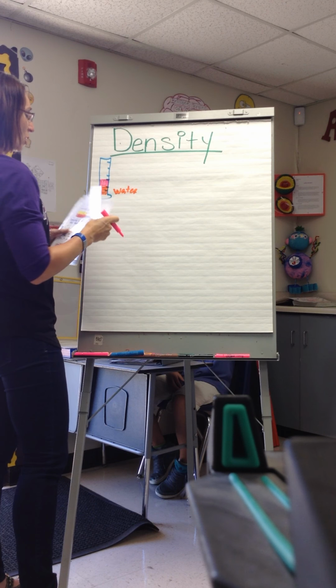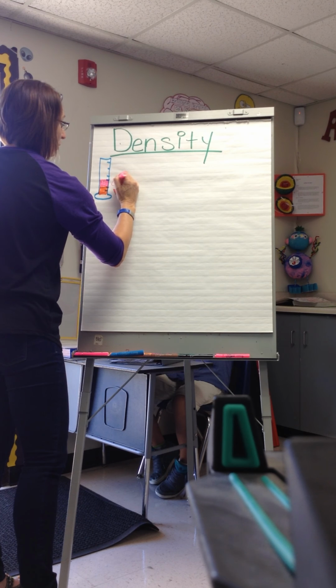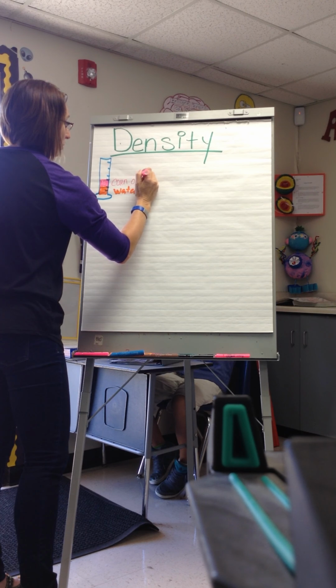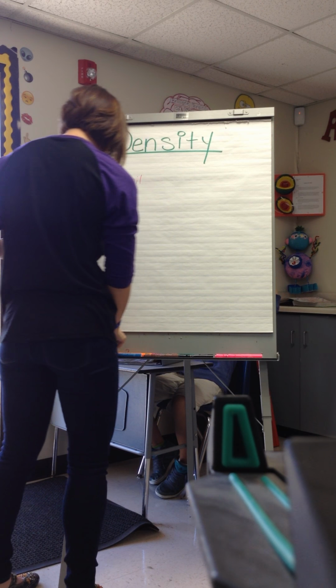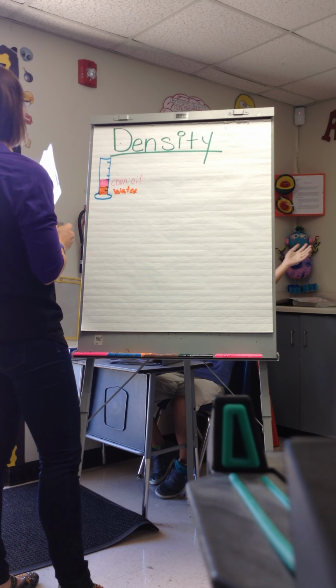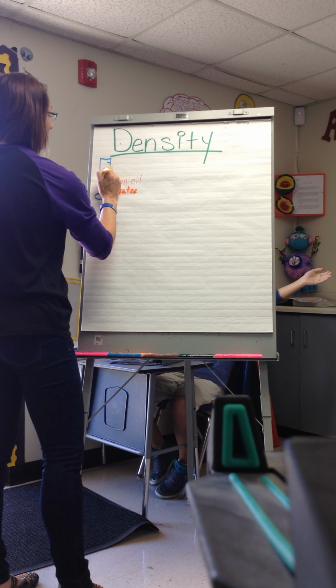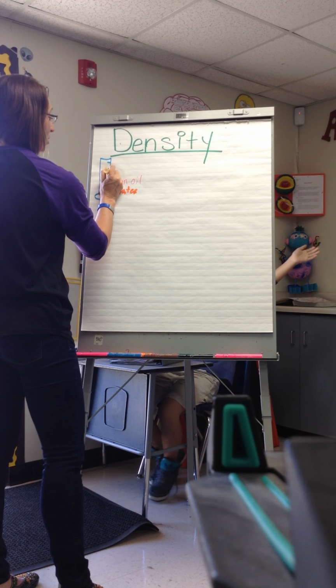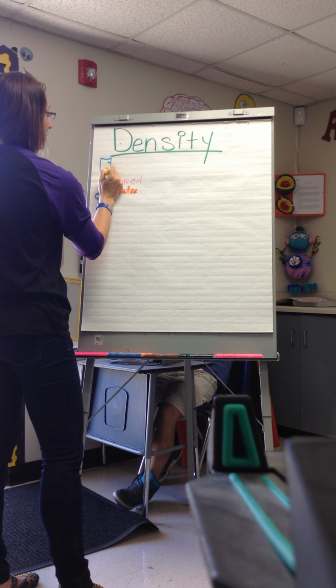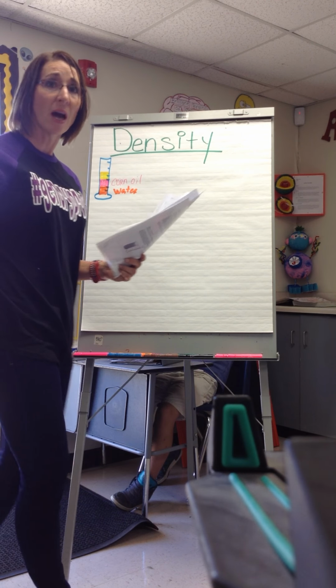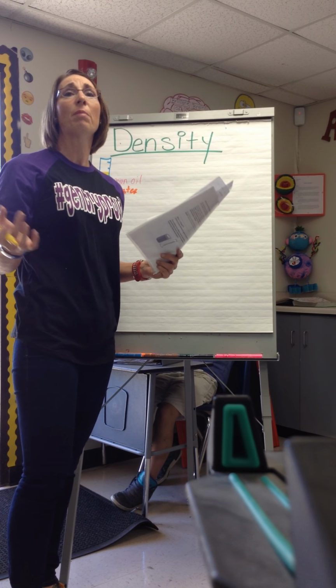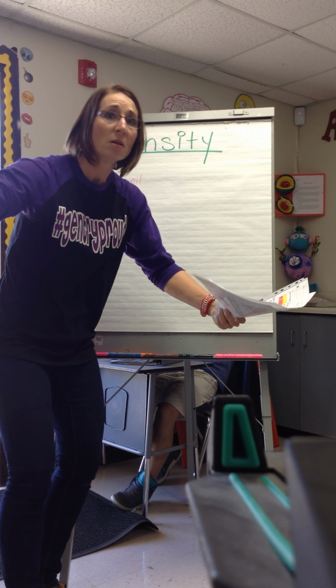This one we're going to call corn oil. And then we're going to go up one more. I'm just going to pick yellow and we're going to call it rubbing alcohol. Remember when I did the activity with rubbing alcohol? And the rubbing alcohol, remember the ice sunk? Yeah? Okay, so the ice sunk because it is more dense.